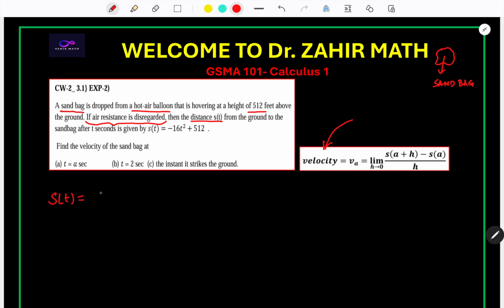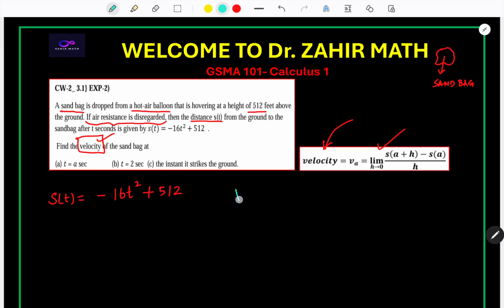So s of t is equal to minus 16 t square plus 512, it is given. For this equation, they are asking what? The velocity of the sandbag. So we are going to use the velocity formula. So what is the velocity formula?